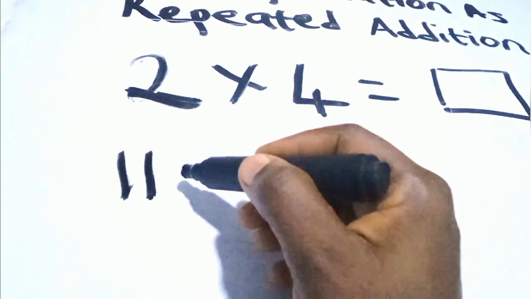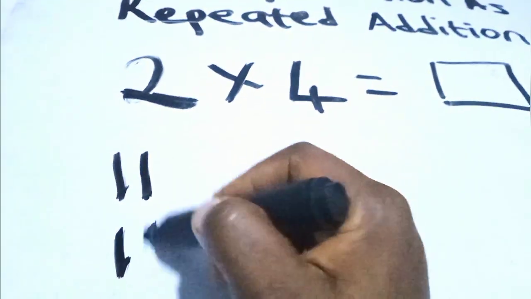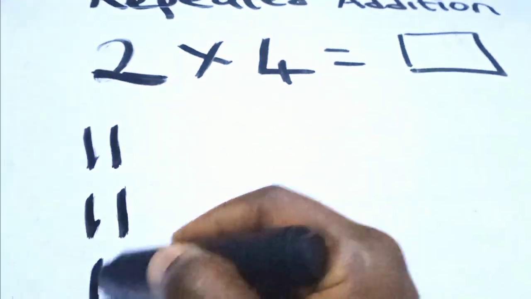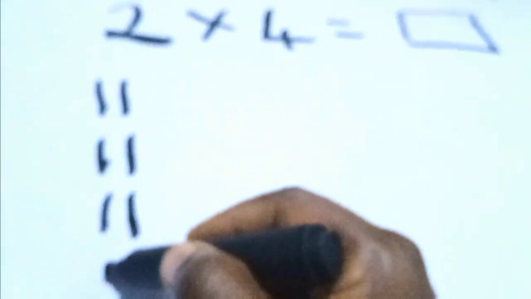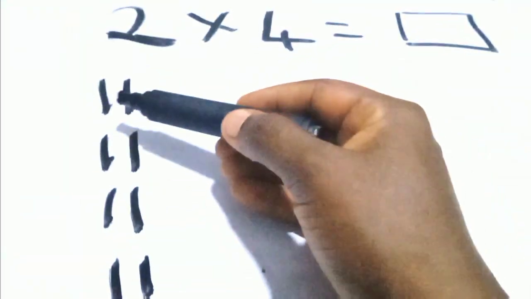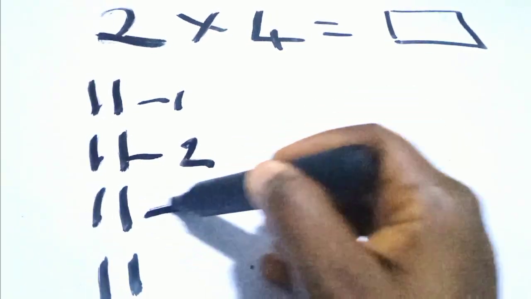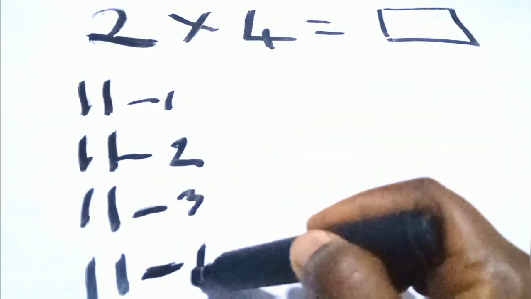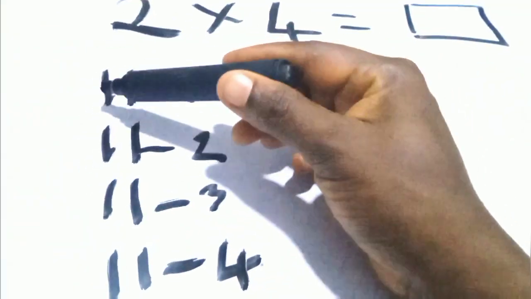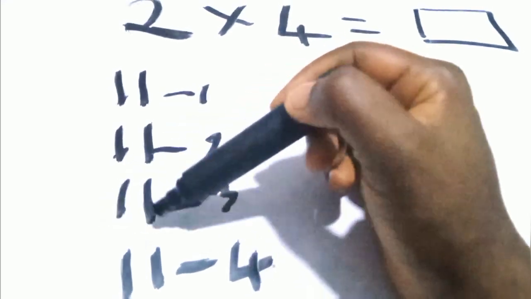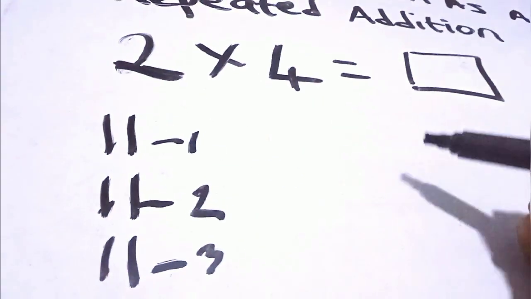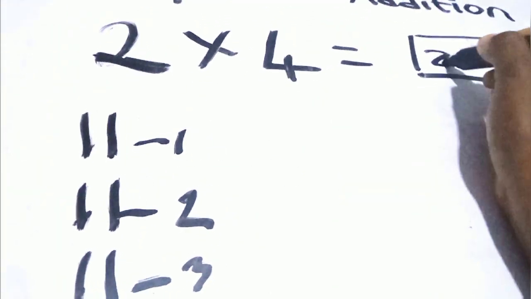1, 2. 1, 2. This is the second one. 1, 2, and the last one, 1, 2. So we have number 1, number 2, number 3, and number 4. So 2 into 4. We have 1, 2, 3, 4, 5, 6, 7, 8. 2 times 4 is what? 8. You can see that it's very simple.